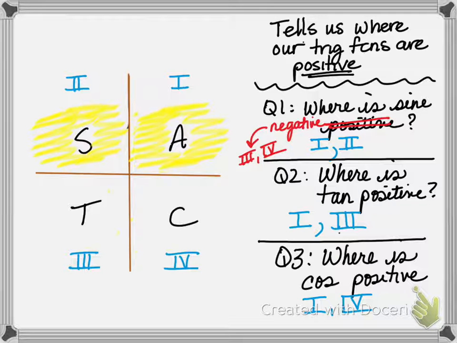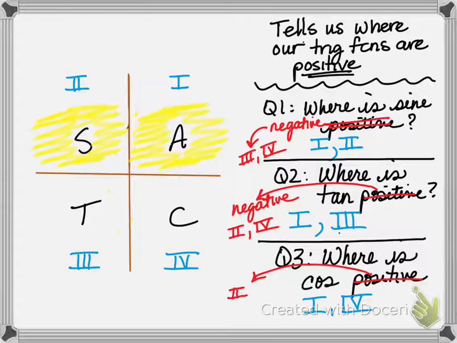Where is tan positive? In first and third. So if I said, where is it negative, you wouldn't tell me 1 and 3. You would tell me the other quadrants, which is 2 and 4, the ones that you didn't highlight. And the same thing with cosine. Where is cosine negative? If it's positive in first and fourth, negative would then be the second quadrant and the third quadrant. I hope that makes sense.